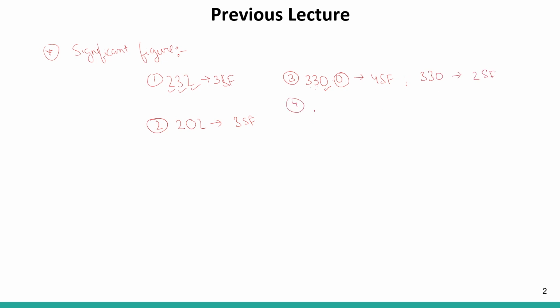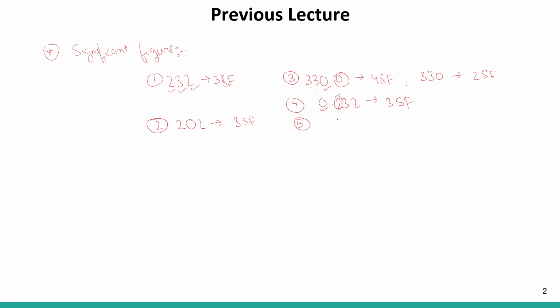Now, the zero before the first non-zero digit. Suppose this is the number. This zero is before the first non-zero digit; 2 is the first non-zero digit. So it will not be significant. So there will be three significant figures. I am denoting significant figures with SF. In the previous class also I have done this.